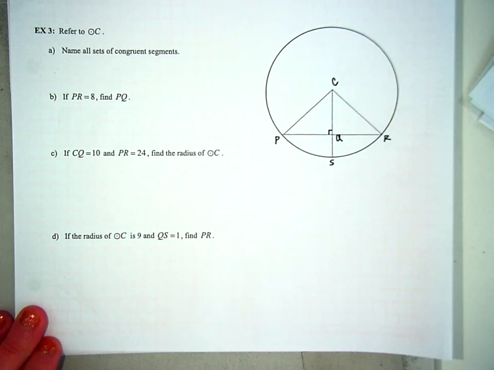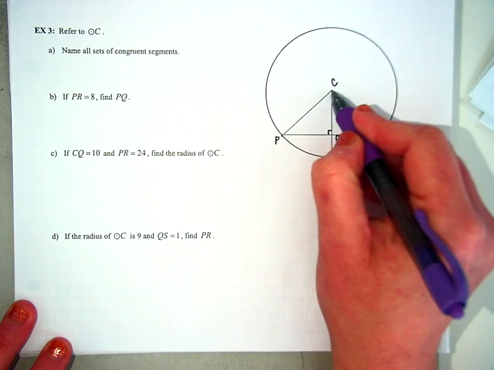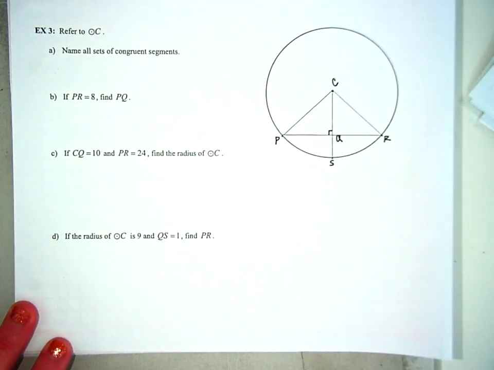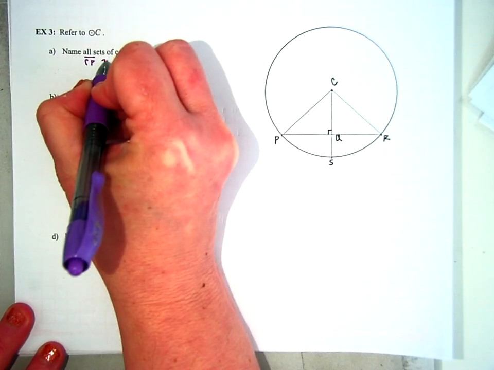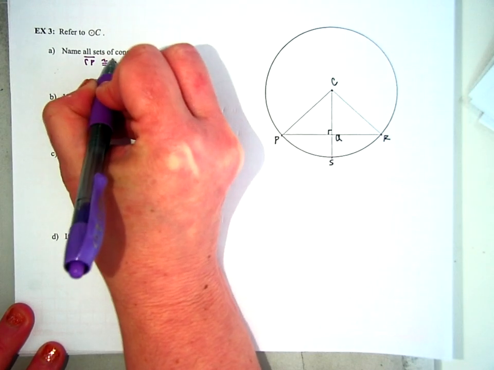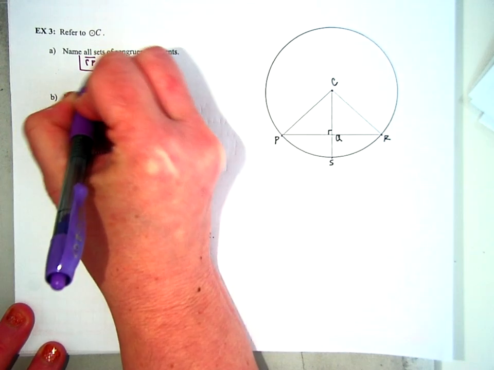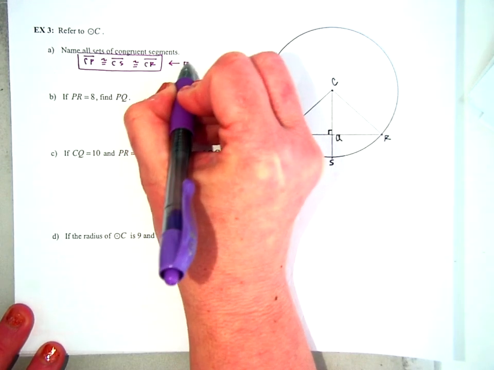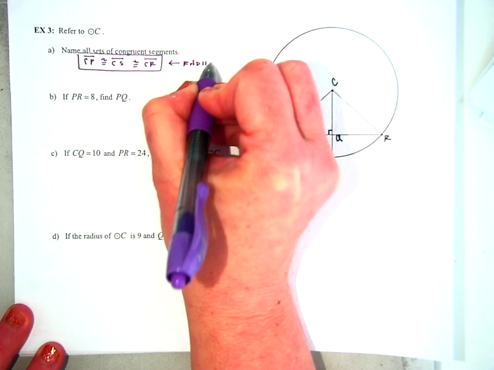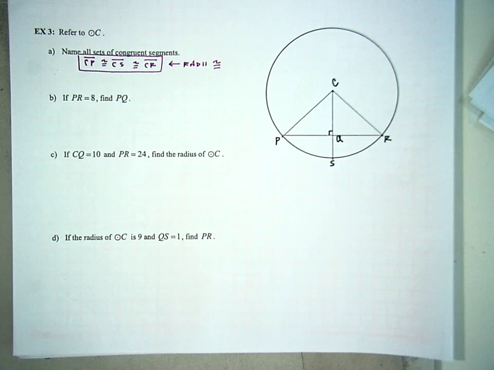So I can see that if C is my center, then I have a radius here, a radius here, and a radius here. My radii are all congruent. So I know that segment CP must be congruent to segment CS, must be congruent to segment CR. All of those are radii, and radii are always congruent when it's the same circle. Any radius will be congruent to any other radius.